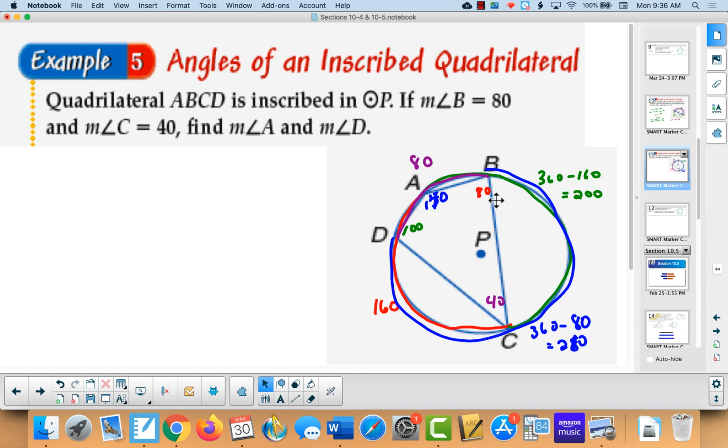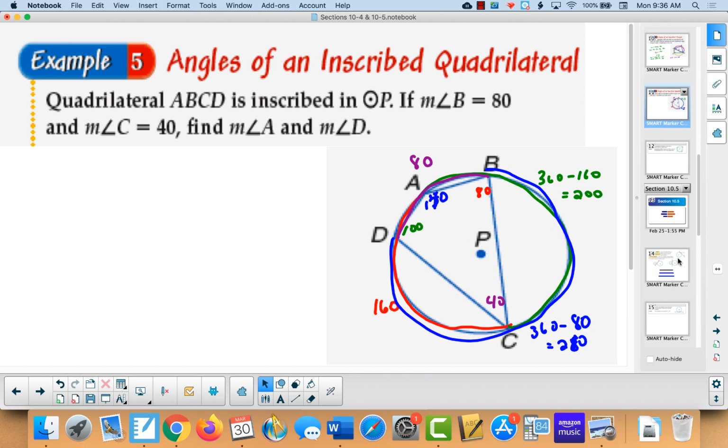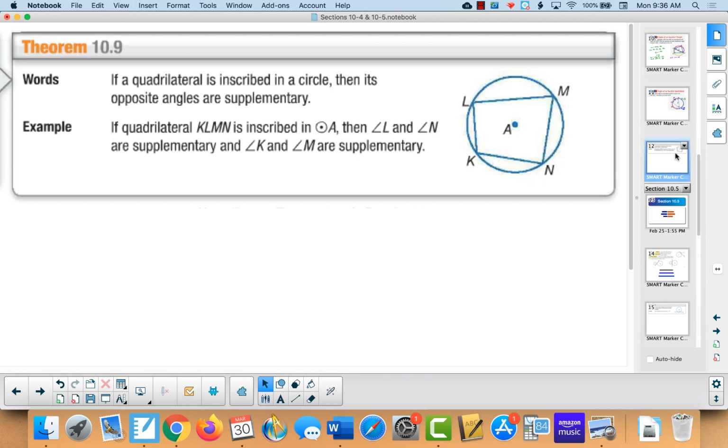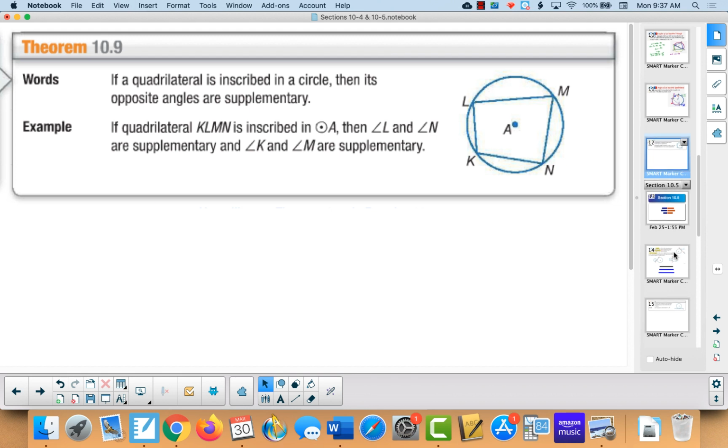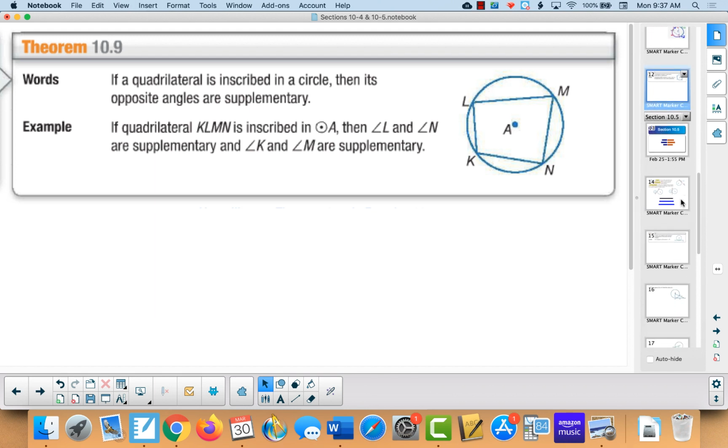And so when you have a quadrilateral inscribed in a circle, the opposite angles of that quadrilateral are going to be supplementary. So anytime you see a quadrilateral inscribed in a circle, and you know the measure of one angle, you can find the measure of that opposite angle by subtracting from 180.